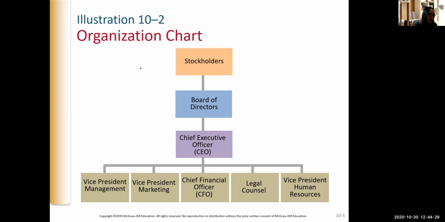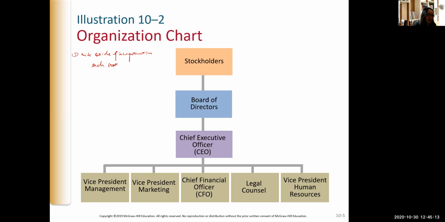Okay, so let's look at the organization chart of a corporation. Corporations are formed in accordance with the law of an individual state. The individual state's incorporation laws guide the corporation as it writes its articles of incorporation. So before you organize a corporation, you need to write articles of incorporation, and this is governed by each state. Each state has a different way of regulating how to incorporate a corporation, and we call that the corporate charter.